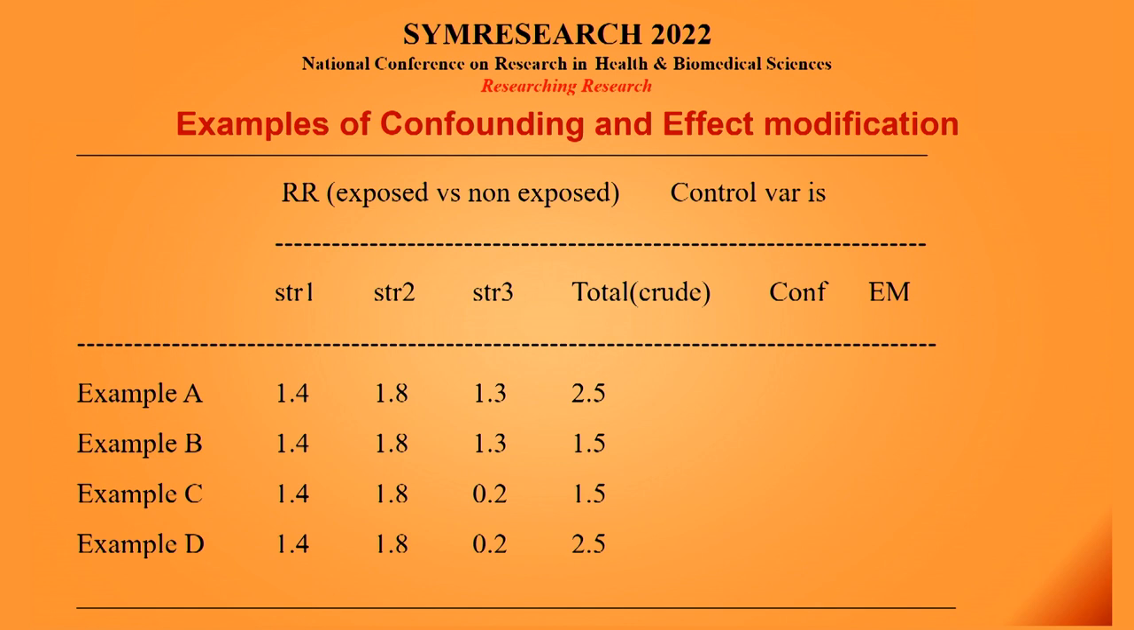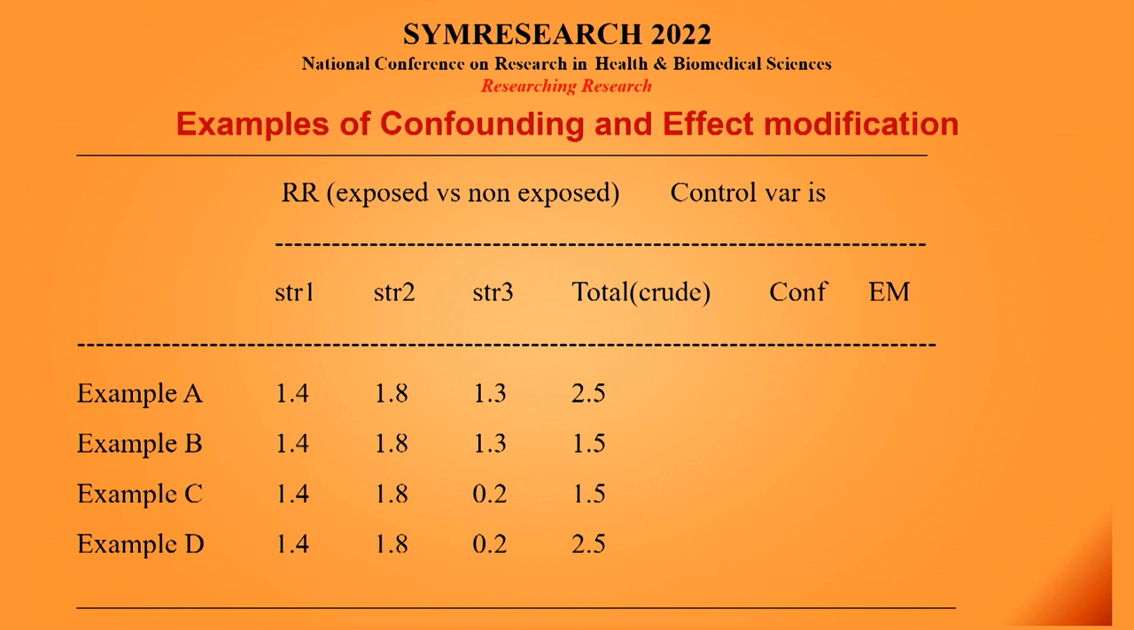So this is example one. All you need to do is, for example, say I want to find out the relationship between smoking and hypertension. Then my third factor, if I take it as gender, gender has two strata, male and female. So in this example, the third factor has three strata. So what you do is, in each stratum, look at the relationship.